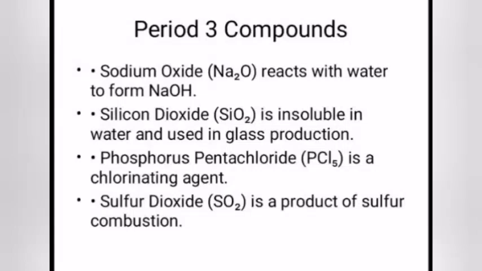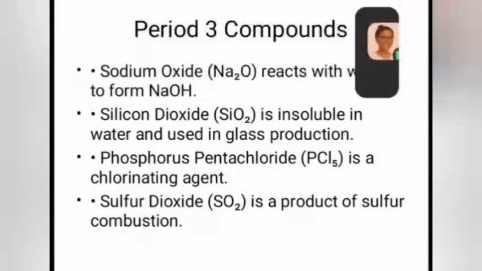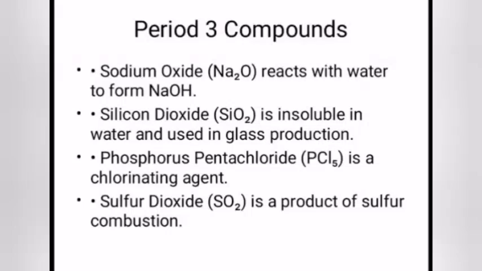So it's very, very reactive. When it reacts with water, it reacts vigorously, and it forms sodium hydroxide. This is one of the ways they usually produce sodium hydroxide, caustic soda. So when you react sodium oxide, that's Na2O, with water, you will get sodium hydroxide.